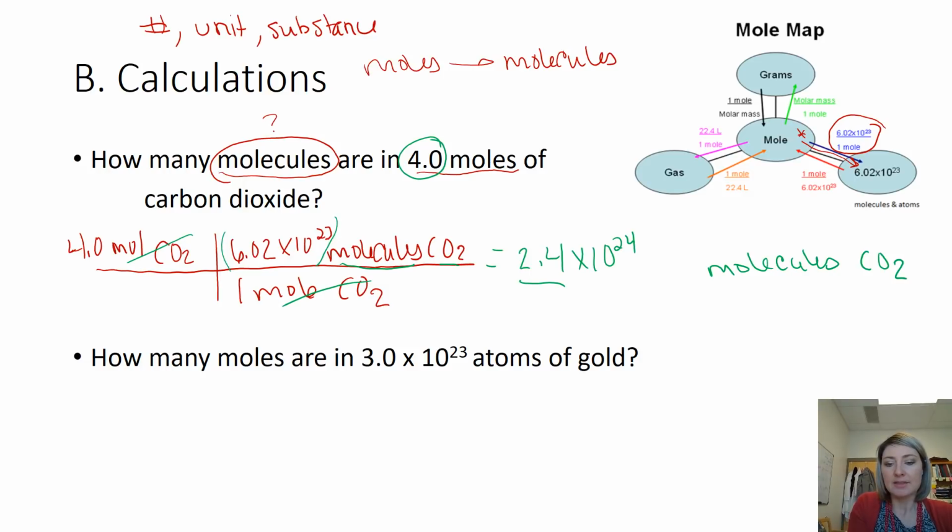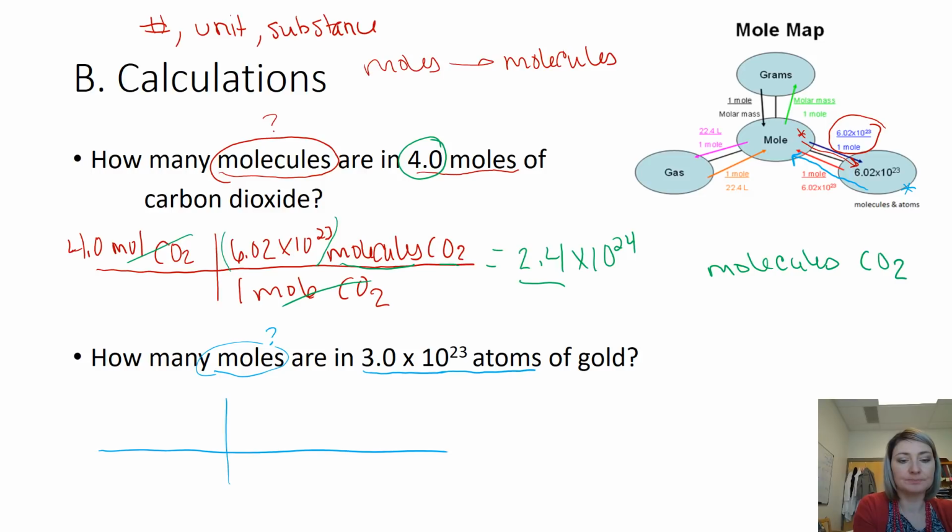All right, the next question asks me how many moles, so they're asking me to find moles, are in 3.0 times 10 to the 23rd atoms of gold. Okay, so it looks like we're starting here with atoms, and they just want us to go to moles, so that's a one-step problem. So I'm going to set up my t-chart. I'm going to put my given on the first line, 3.0 times 10 to the 23rd atoms, telling us that we only have one single element of gold, Au.